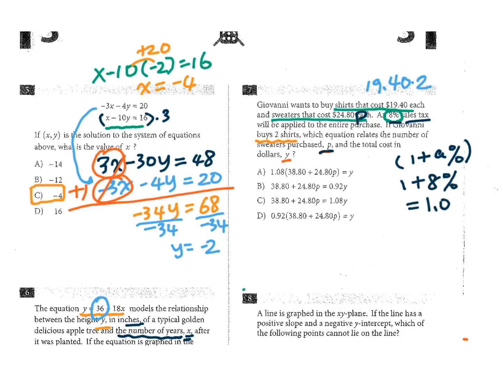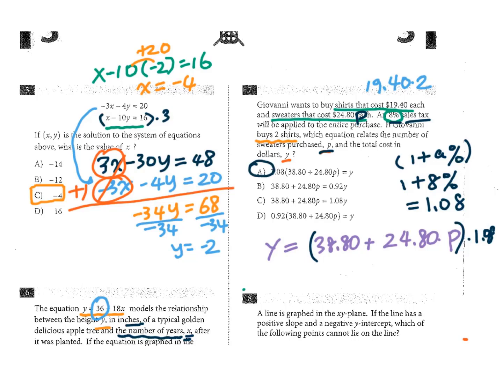That's 1.08. Therefore, total cost y equals, having bought 2 shirts, that means 19.40 times 2 is 38.80. You add how many sweaters you have to pay for. That's 24.80 times P. That's the money you need to pay, but you have to pay tax. That's 1.08. Therefore, A is the solution.